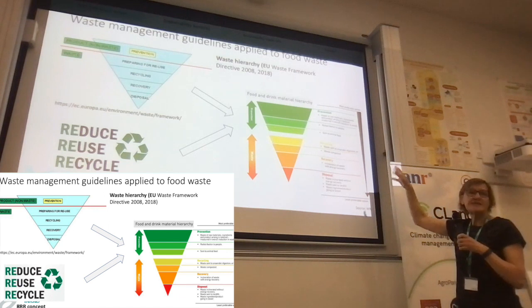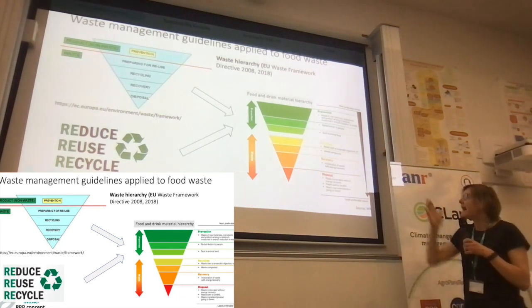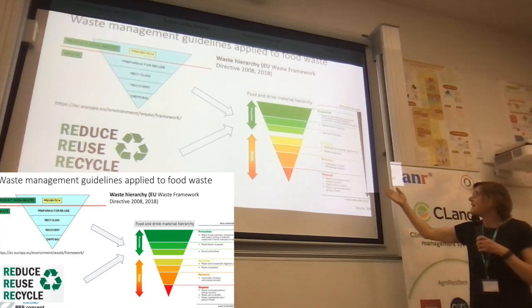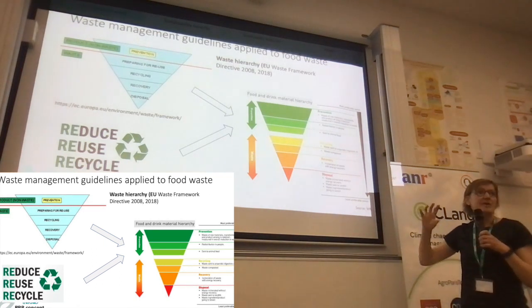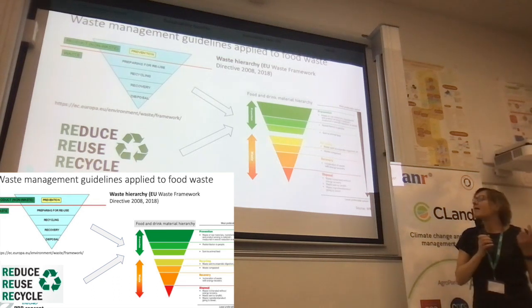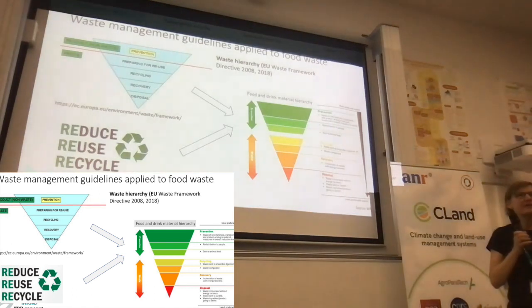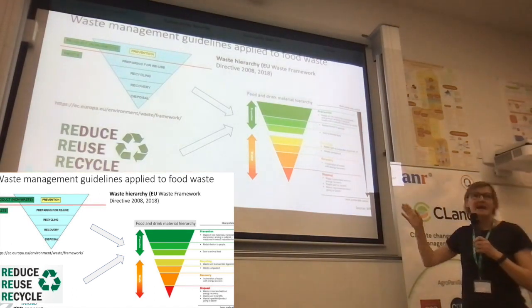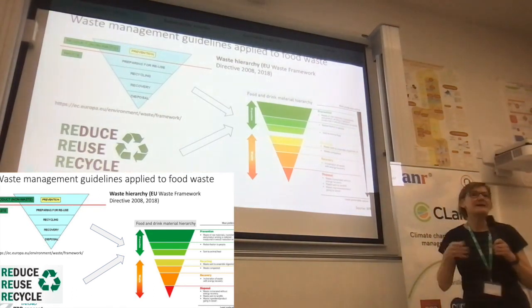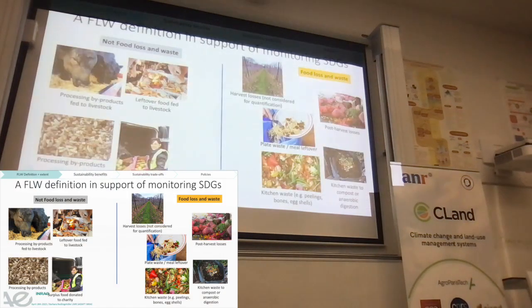And then the redistribution to charity would be the next option. Animal feed comes then. And then these are rather in the waste management field: recycling, recovery. It includes composting, anaerobic digestion, these management options for waste. And at the end, really the worst thing would be landfilling or incineration. So we have this framework in mind, and the discussions about the definition had also this framework in mind.